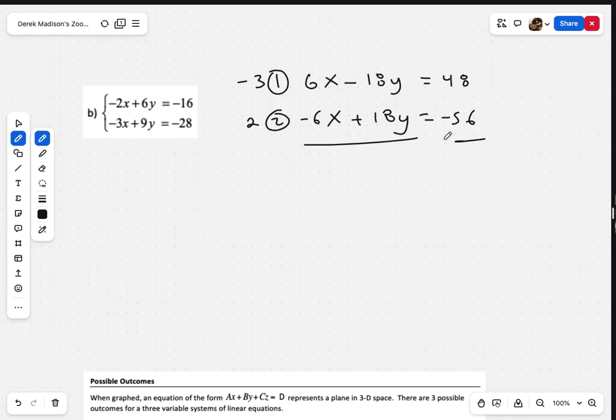And if you look over here, these are all canceling out. Everything's dropping out. 6 minus 6 is 0, -18 plus 18 is 0. So that side is 0. And then this side, instead of being 0 like the last one, it is -8. And so this time I got a false statement, so that means that this system is inconsistent.